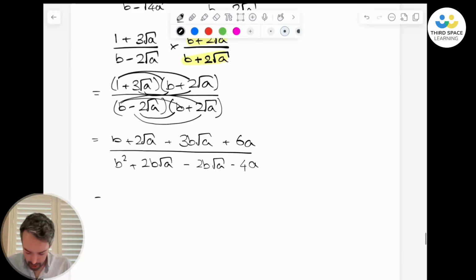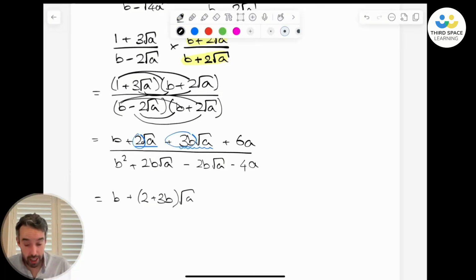Okay, top line. Can I simplify any of this down a bit? So I've got b. Okay, what have I got here? I've got 2√a and I've got 3b√a. So I've got a common factor of √a there, haven't I? So let's bring that out. Let's open a bracket. I can put √a there, and in this bracket it's going to be 2 from here and plus 3b from here, because if I were to expand this bracket out, I would get back to that. And then the 6a, I can't do anything with that, so pop that on at the end.